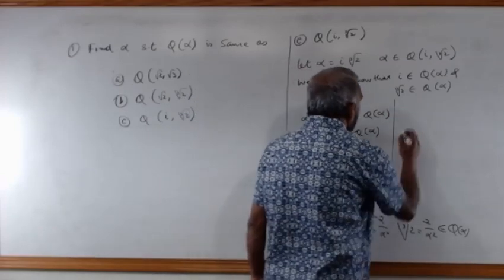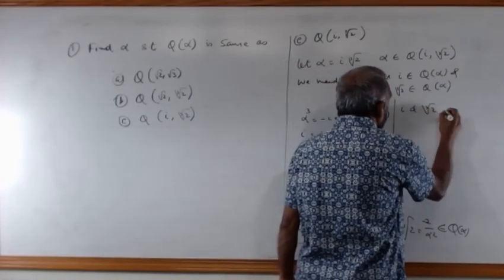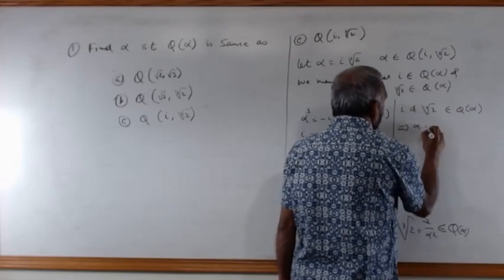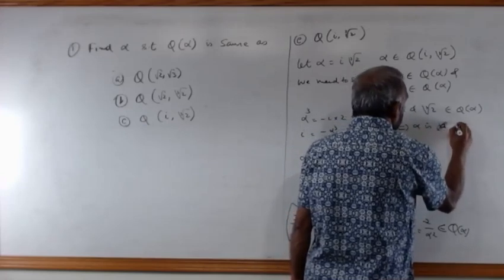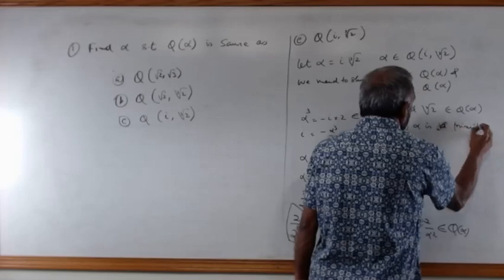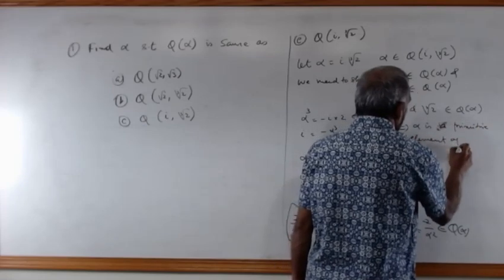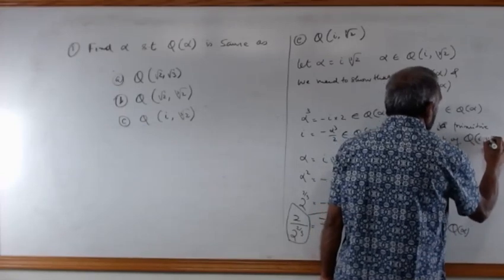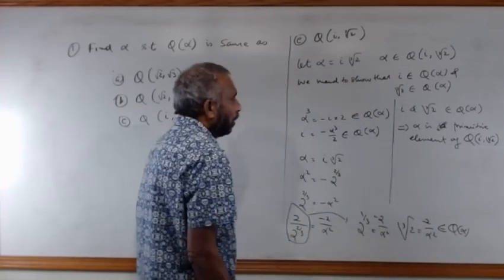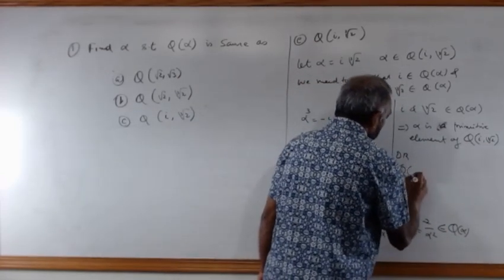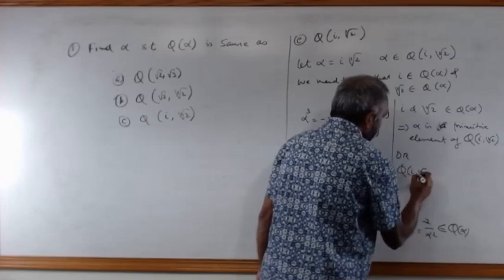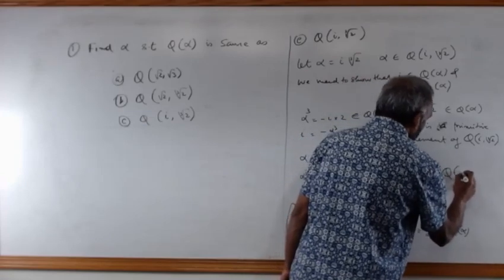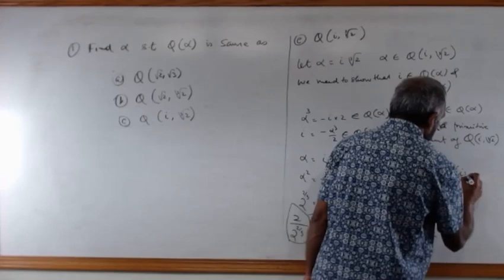So both I and cube root of 2 belong to Q of alpha, which implies alpha is a primitive element of Q of I comma cube root of 2, or Q of I comma cube root of 2 is equal to Q of I cube root of 2.